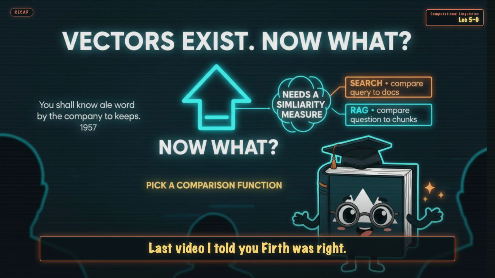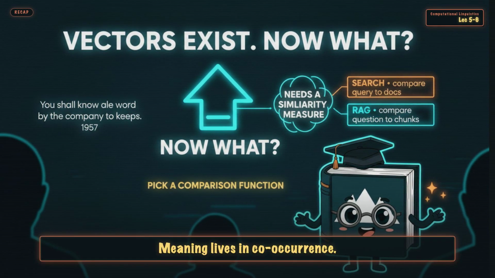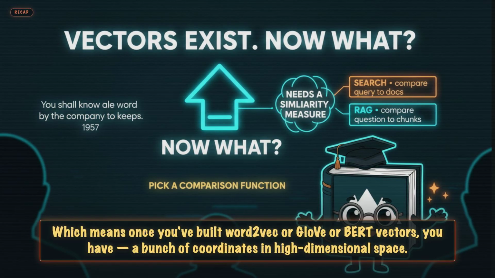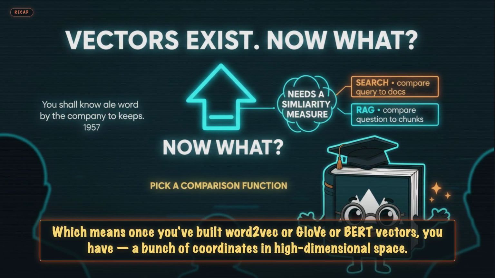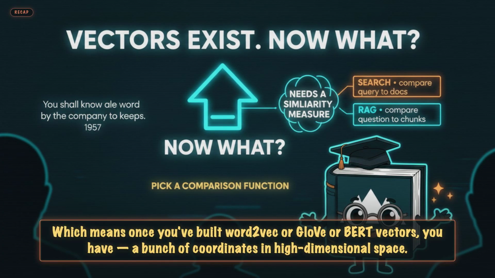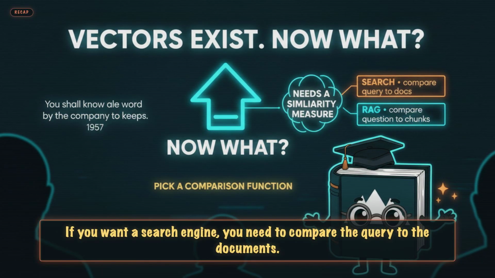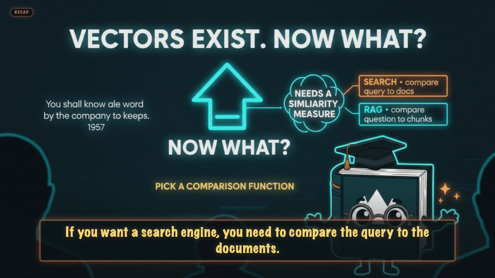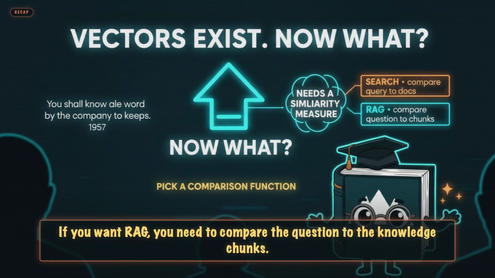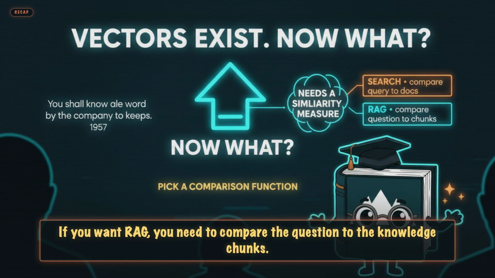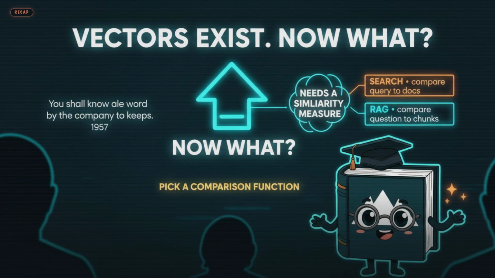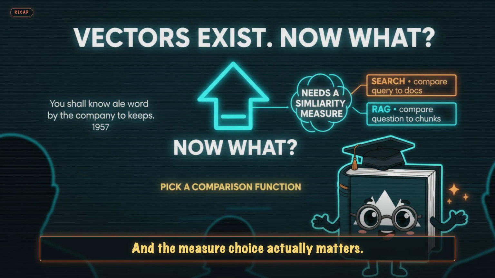Today, why? Last video I told you Firth was right, meaning lives in co-occurrence, which means once you've built Word2Vec or GloVe or BERT vectors, you have a bunch of coordinates in high-dimensional space. Nice. Now what? If you want a search engine, you need to compare the query to the documents. If you want RAG, you need to compare the question to the knowledge chunks. You need a measure. And the measure choice actually matters.